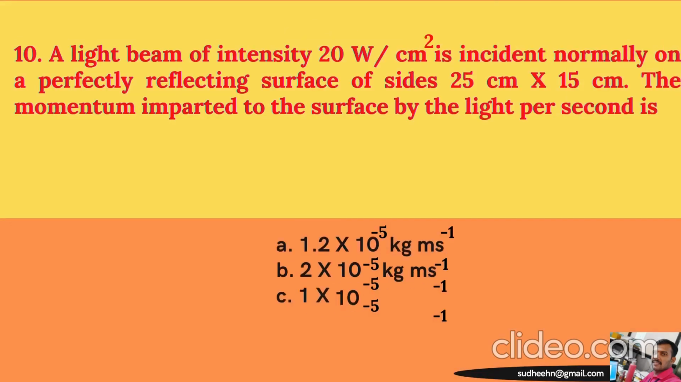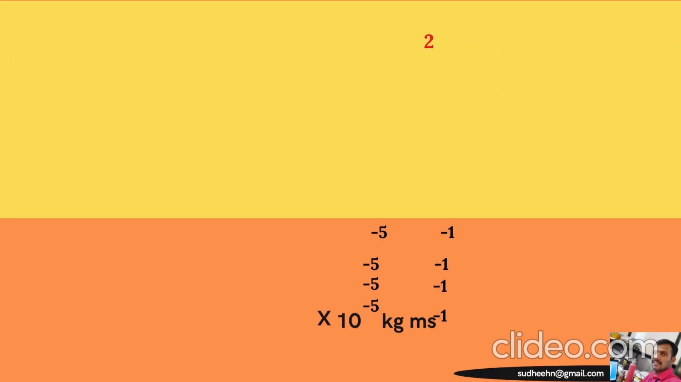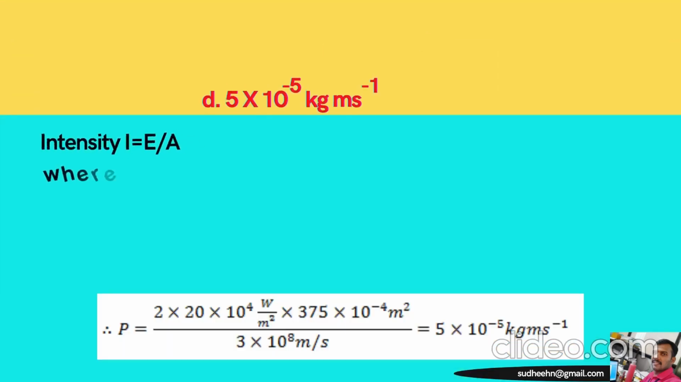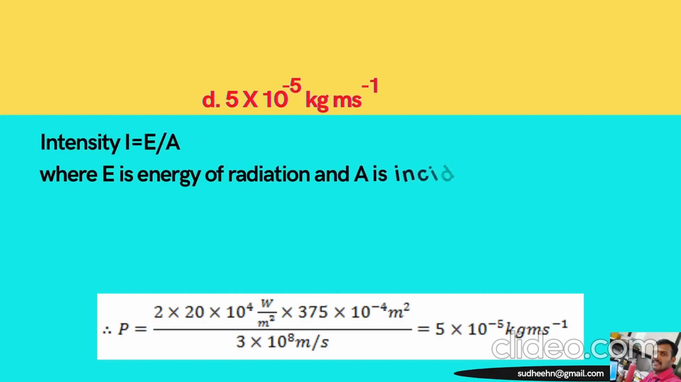Next, question number 10. A light beam of intensity 20 watt per centimeter square is incident normally on a perfectly reflecting surface of sides 25 centimeter into 15 centimeter. The momentum imparted to the surface by the light per second is, the options are option A 1.2 into 10 to the minus 5 kg meter per second, option B 2 into 10 to the minus 5 kg meter per second, option C 1 into 10 to the minus 5 kg meter per second, and option D 5 into 10 to the minus 5 kg meter per second. And the right option is option D, that is 5 into 10 to the minus 5 kg meter per second.